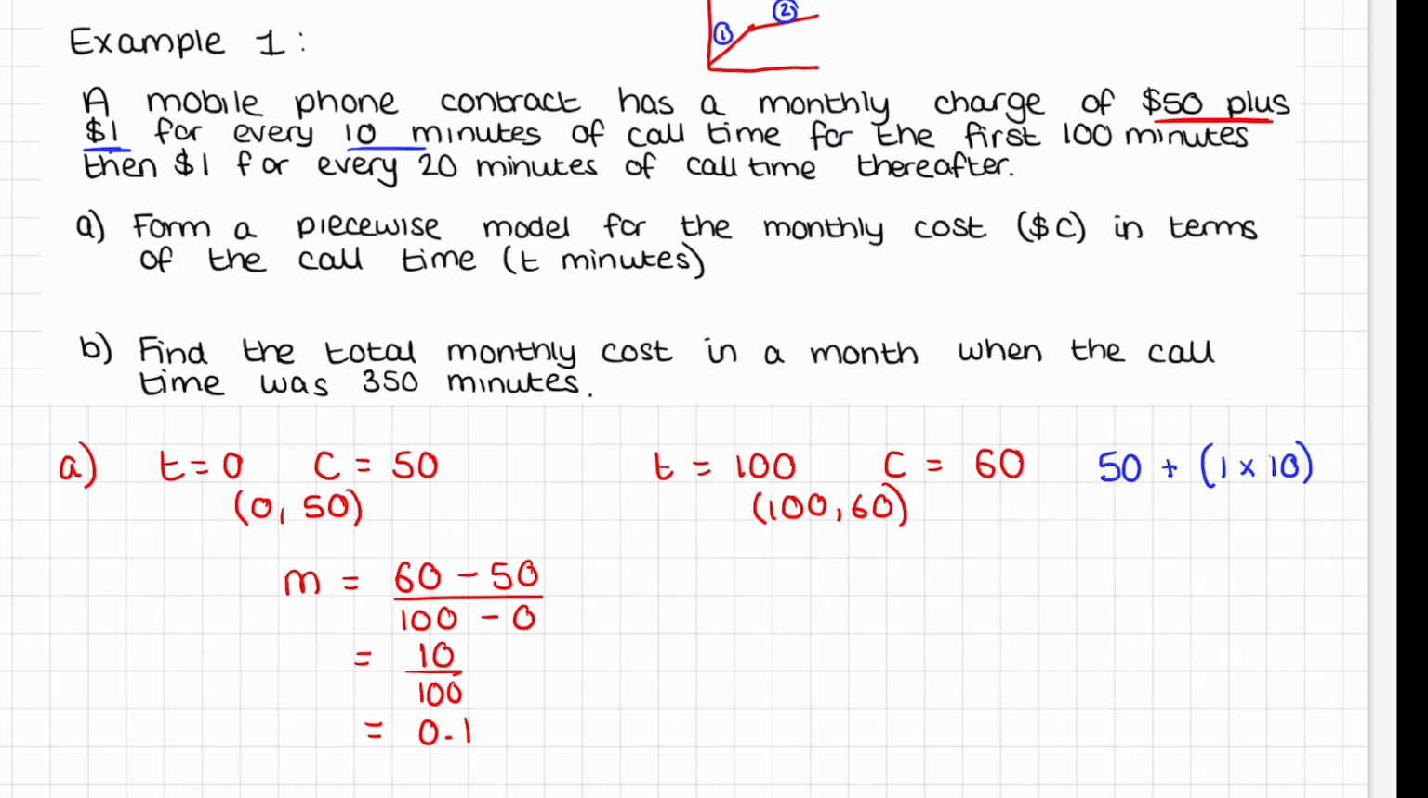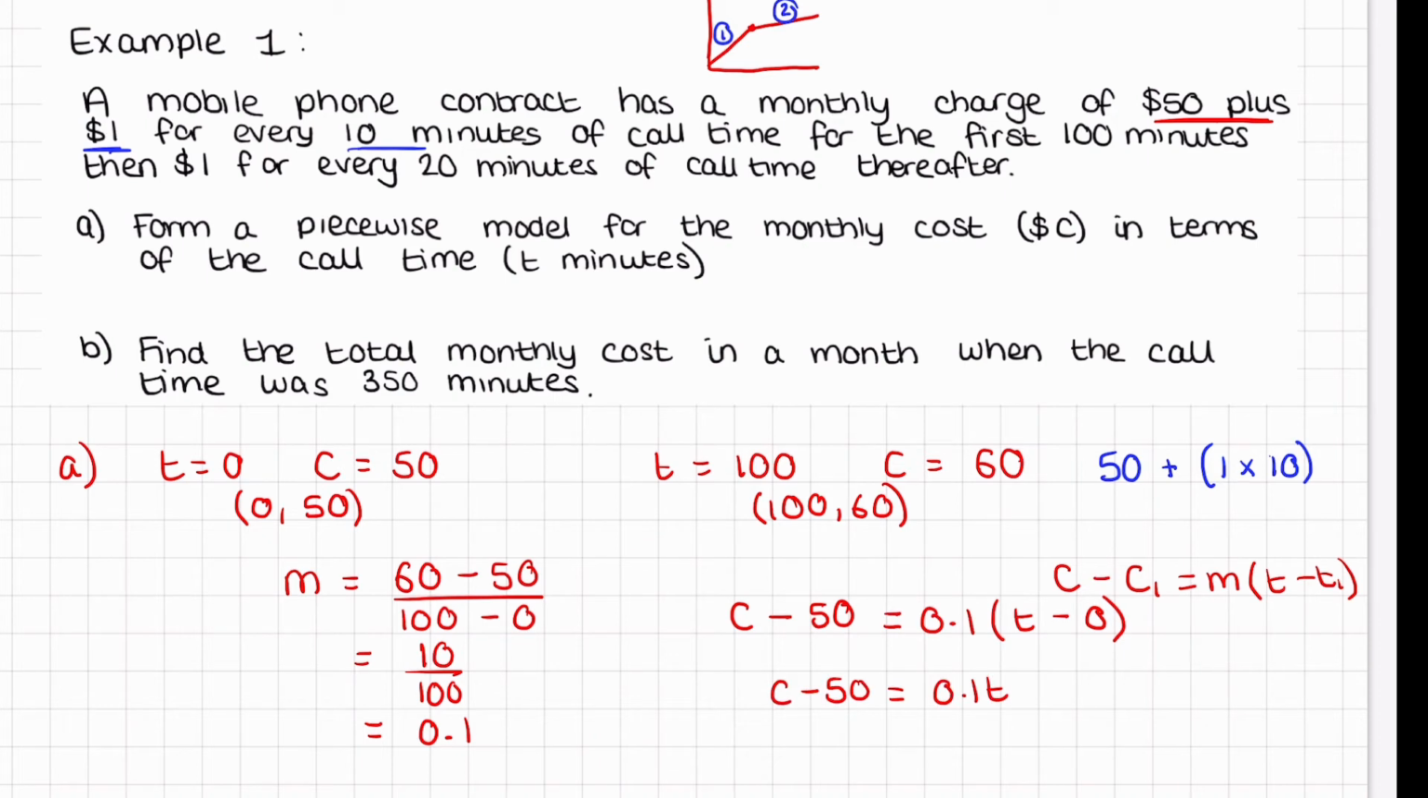From there, we can create our equation. Once again, I'm going to use the form c minus c1 equals the gradient times t minus t1, just substituting the y's for c's and t's. With c minus c1, pick a point, I'll use (0, 50), equals the gradient, which is 0.1, multiplied by t minus 0. And then rearranging, we'll get c equals 0.1t plus 50. So that's the equation for the first part of this problem.